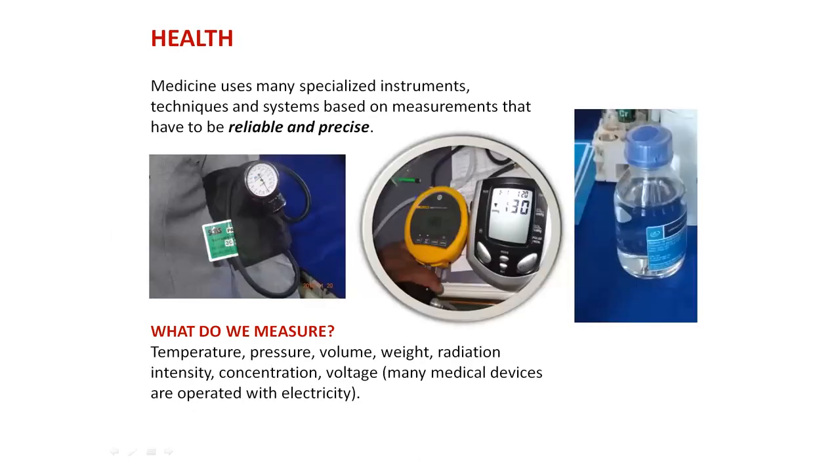Again, for health, whatever medication is prescribed relies on reliable and precise measurements. If you're given the wrong medication because instruments are not working properly, then of course there's a problem. What do we measure? Basically the same things: pressure, temperature, radiation intensity, etc.